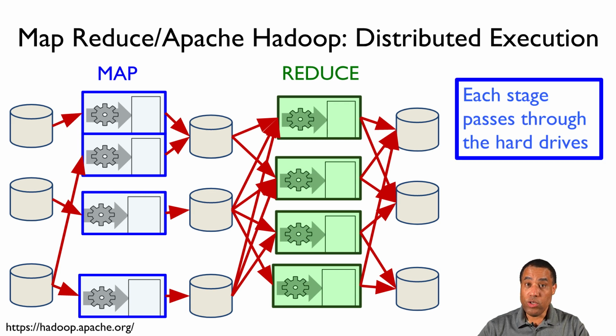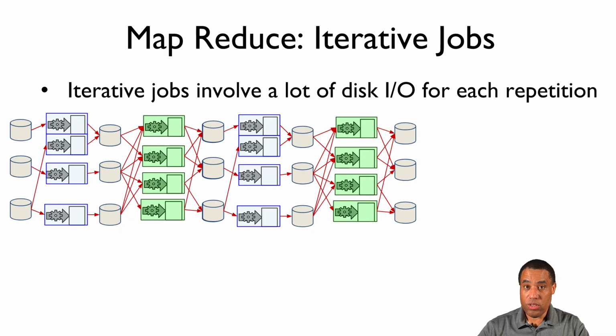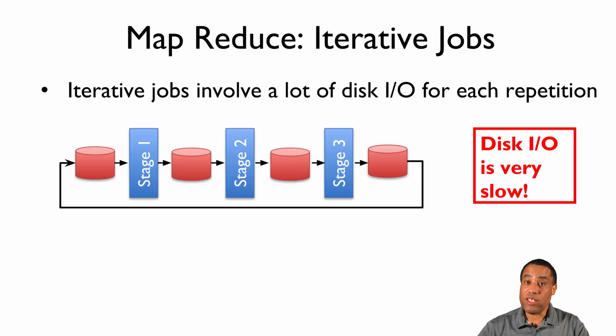If we look at iterative jobs, they have a lot of disk I/O. We do an initial HDFS read, do a map, do an HDFS write, then we do an HDFS read, do a reduce, do an HDFS write, and then we repeat the process for the next map and the next reduce, and so on. The challenge here is that disk I/O is very slow.